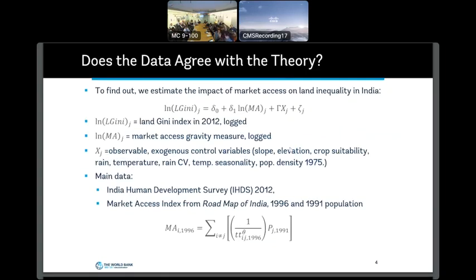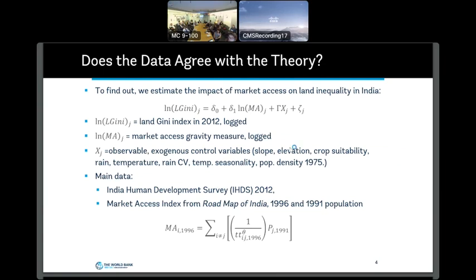So next, what does the data tell us? Here we calculate the land Gini, similar to your paper, at the district level, using data from the IHDS, the India Human Development Survey, the second round from 2012. And we relate that to a market access index, which is calculated in a gravity fashion using travel times between districts and population amounts.